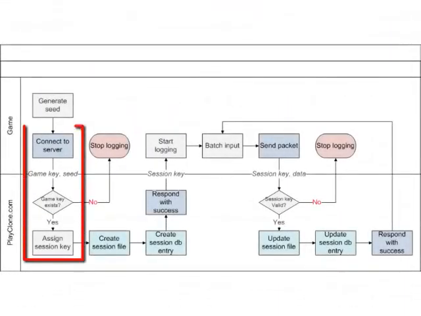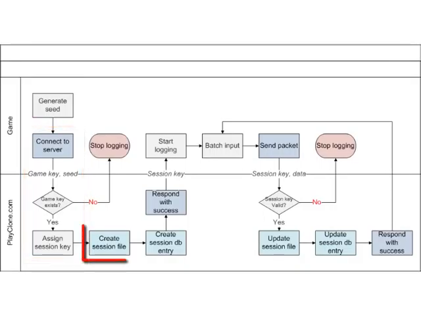In order to handle the data coming in, when a game sends a connect request to the server, it is assigned a unique session key. At this point, the server creates an entry in the session database and also creates a flat file to store the session data. The game batches up session data and sends it intermittently to the server along with the unique session key.